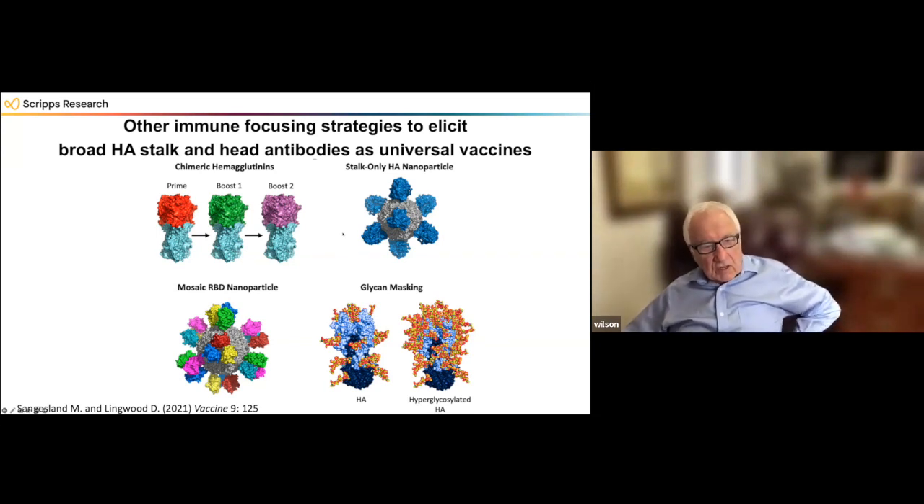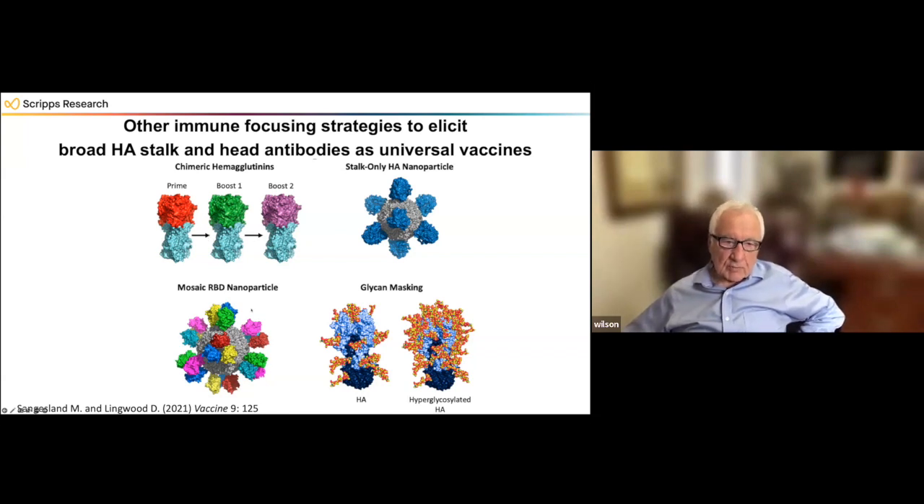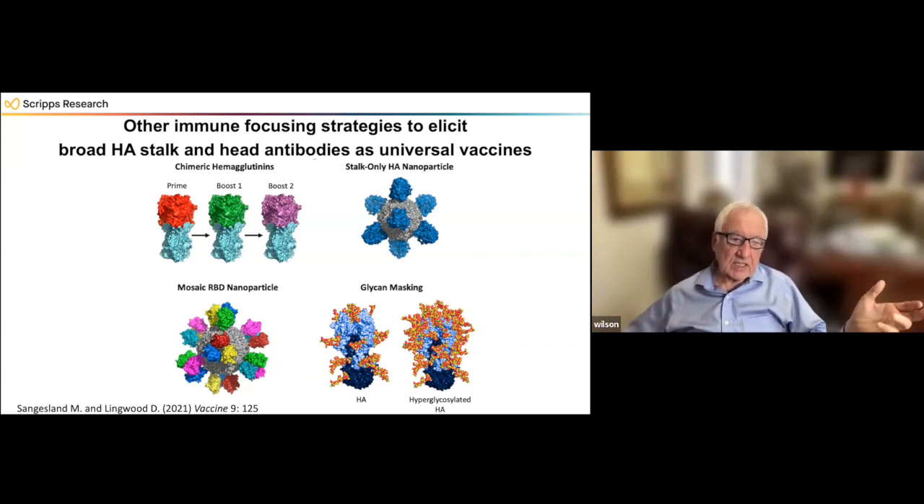For the receptor binding domain, we know there's a lot of variability, but what if you put a lot of different receptor binding domains from different viruses on a nanoparticle? Can you get the immune system to basically focus only on the conserved regions and use that as a vaccine?